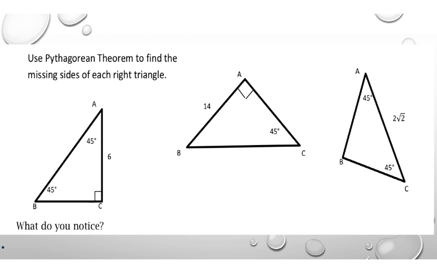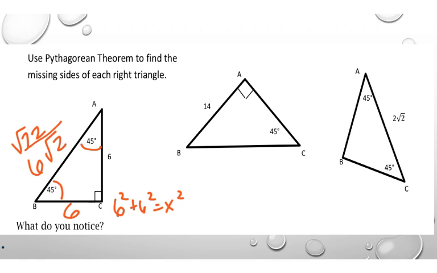We're going to use the Pythagorean theorem to find the missing sides of each right triangle. So you can go ahead and pause the video, work through it, and we'll see if you get the right answer. Okay, I'm only giving you one side of the triangle, so how do you find the other sides? These are isosceles triangles, so this is going to be 6. So you would do 6 squared plus 6 squared equals x squared. So x is going to be square root 72, which when you simplify it is 6 square root 2.